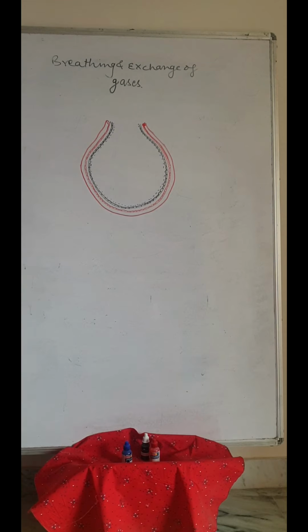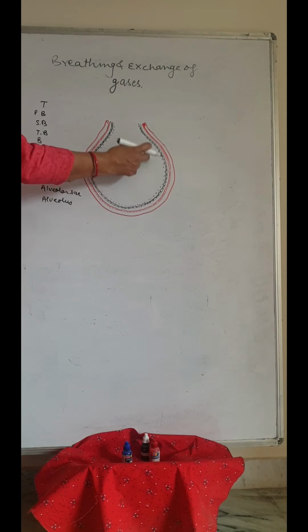In the previous video, we have discussed the conducting zone: the trachea, primary bronchi, secondary bronchi, tertiary bronchi, bronchioles, terminal bronchioles, respiratory bronchioles, then alveolar duct, then alveolar sac, and one part of the alveolar sac is the alveolus.